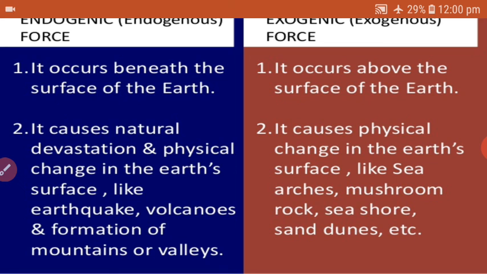With the second point in the exogenic processes, it causes physical change in the earth surface like sea arches, mushroom rocks, seashores, even sand dunes. So these are the changes caused by the exogenic forces.